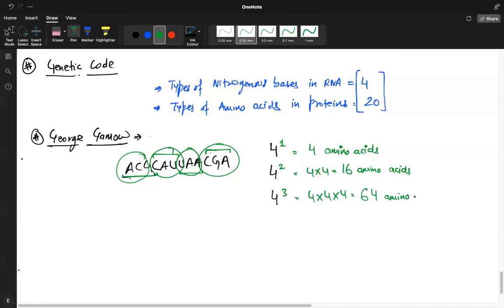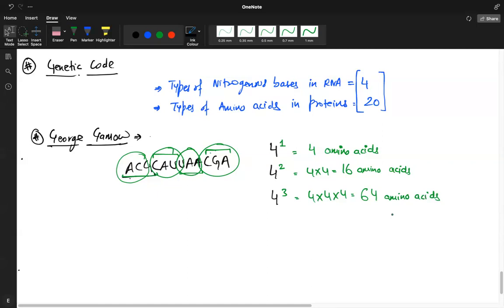64 amino acids. Now he said that if you make a code of 2 nucleotides, you will end up short, just 16 amino acids. But the problem is if you make a code of 3 nucleotides, you will have to make 64 amino acids. But do we have 64 amino acids? No, we only have 20. So back then, people thought maybe we have just discovered 20. We will find out more, and maybe the number will go up.